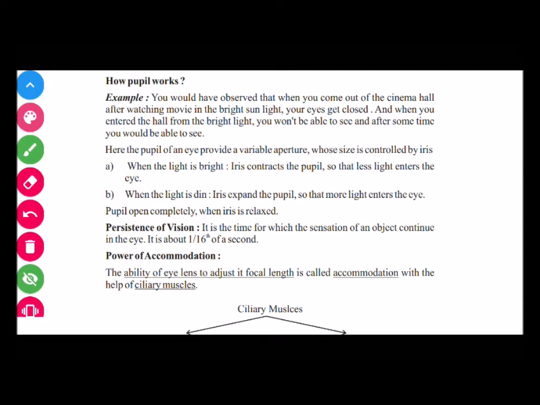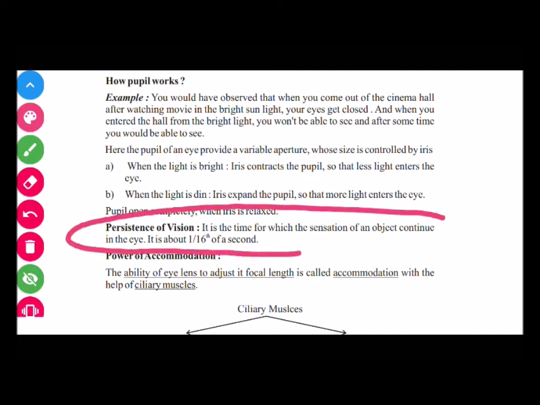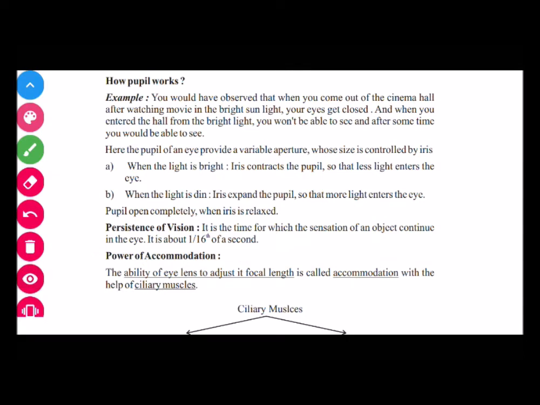Okay. And you must know about a word, persistence of vision. You heard this word before. It is actually the time for which the sensation will remain in your eyeball, and it is 1/16th of a second. Ready? And there is a speciality for the human eye.